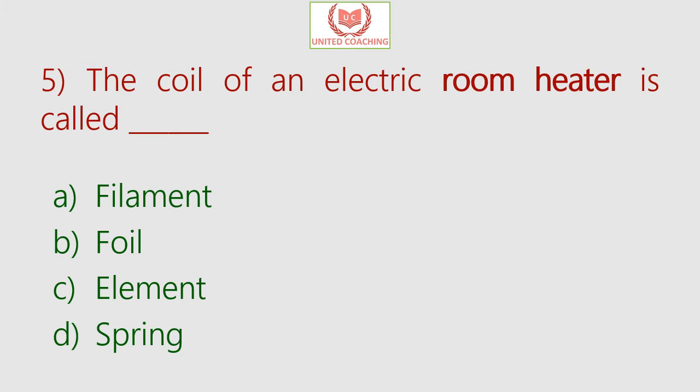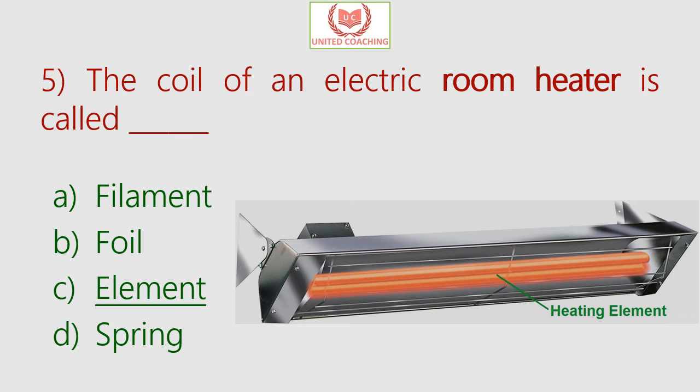Our next question is, the coil of an electric room heater is called. So is it called filament, foil, element or spring? So the answer is element. The coil of an electric room heater is called an element, and in the previous question, don't get confused between the filament and element. The thin wire in a bulb is called filament, and the coil in an electric heater is called element.